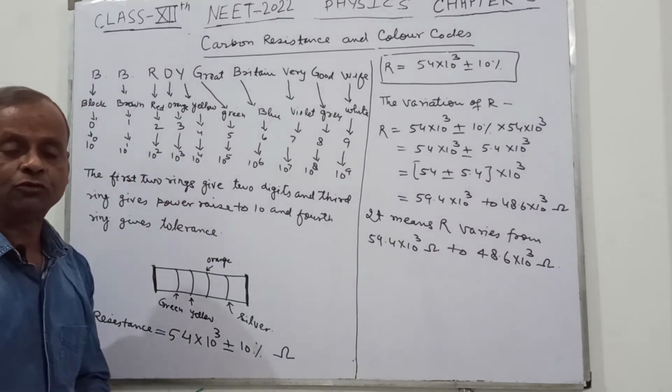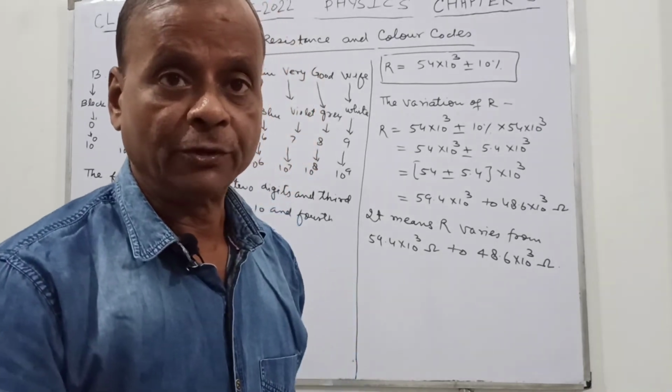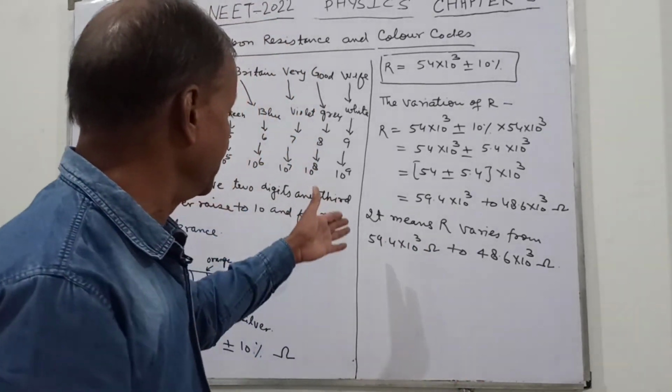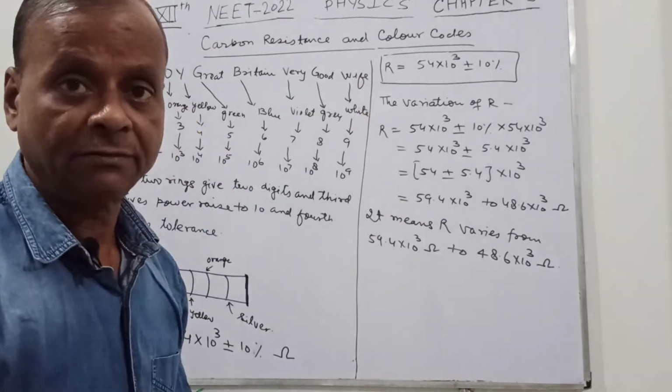So this is how to calculate the resistance of the given carbon resistance, because we have different colors and codes, and according to that you just find the resistance and then find the variation like this.